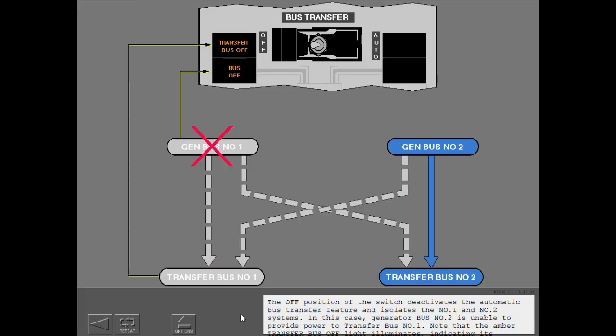The off position of the switch deactivates the automatic bus transfer feature and isolates the number 1 and number 2 systems. In this case, generator bus number 2 is unable to provide power to transfer bus number 1. Note that the amber transfer bus off light illuminates, indicating its associated transfer bus is not powered.